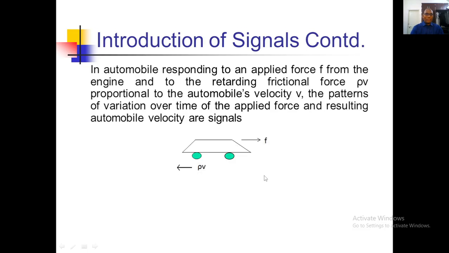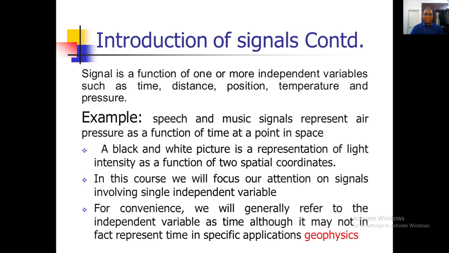Here, an automobile responds to an applied force F from the engine and to the retarding frictional force rho times V, where V is the velocity of the automobile. The patterns of variation over time of the applied force and the resulting automobile velocity are signals.